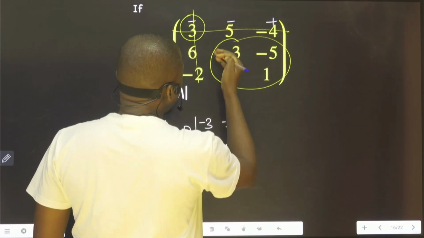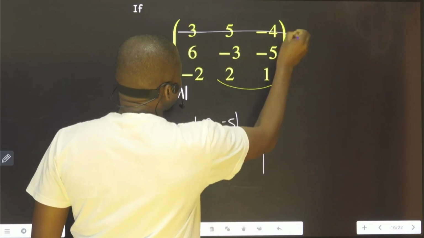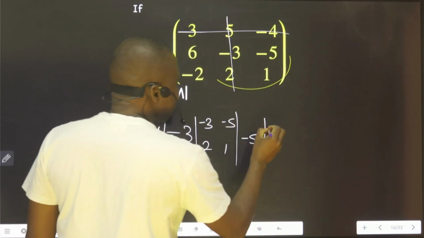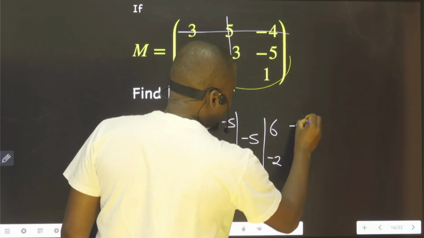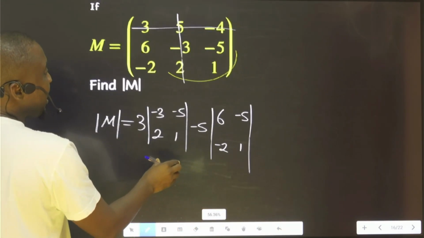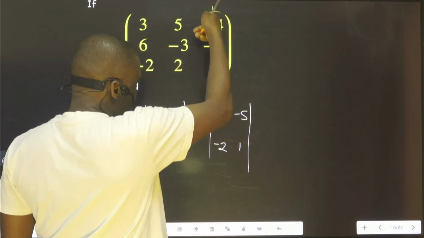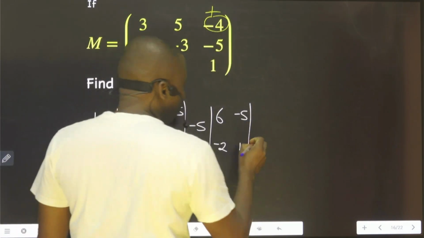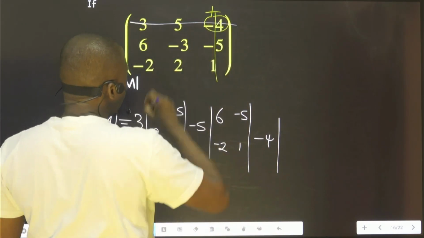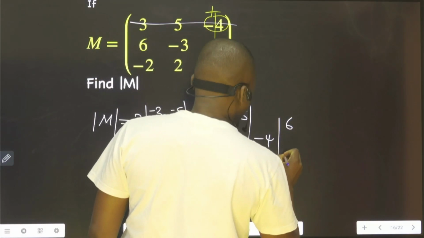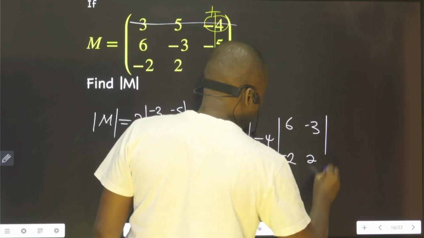Okay? Then we take minus 5. Minus 5, this is out, this is out. What is remaining is 6, minus 2, minus 5, 1. Okay? Then we go for the next one, which is 4. This is actually plus whatever is here. Plus and minus will give us 4. Then this will go, this will go. What is remaining is 6, minus 2, minus 3, 2. Okay?